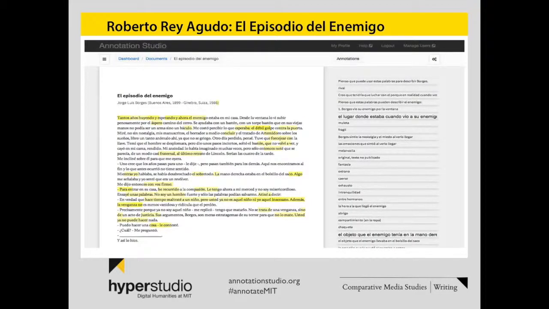On the screen now you have student annotations to a short story by Borges, El Episodio del Enemigo, and I have selected it to show how students can interact and manipulate the text. You will notice right away that there is a missing word at the bottom of the screen, and that missing word contains the key to understanding the whole story. It's what the narrator does to save himself from the threat of an old enemy who has finally tracked him down in his house and who is pointing a gun at him.